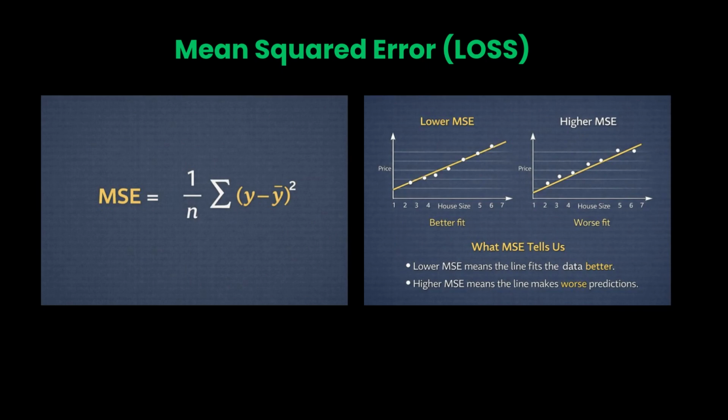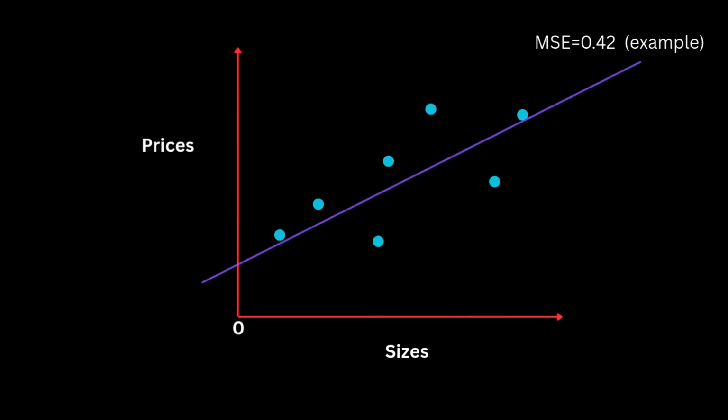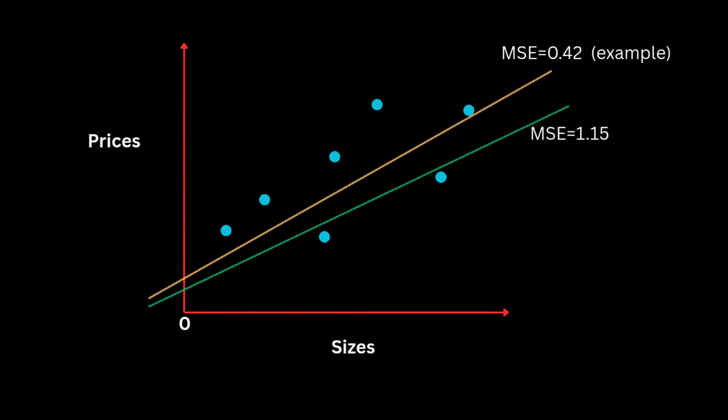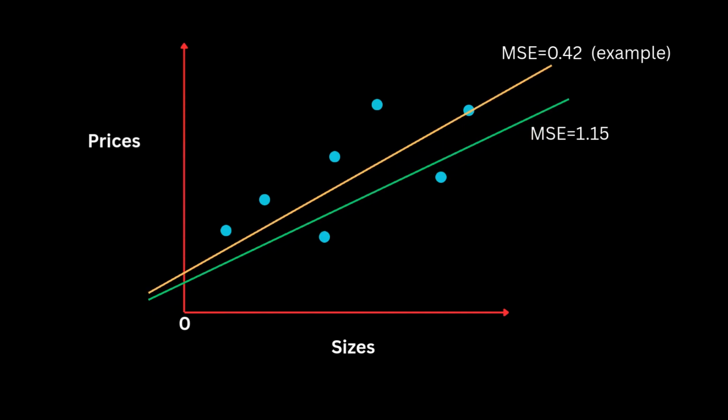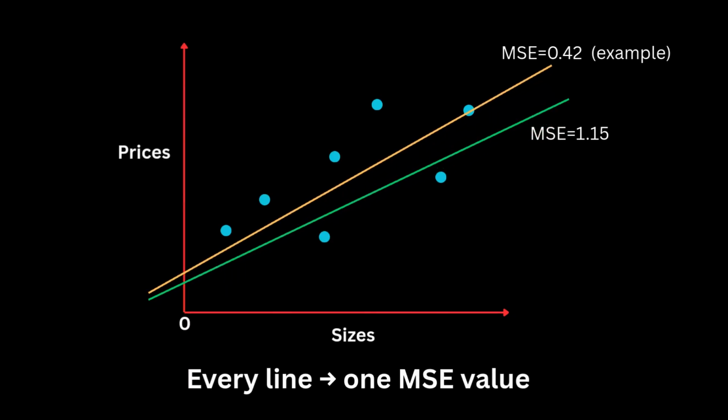So now we have a way to measure how bad a line is. The final question is, how do we change the line to make this number smaller? In the previous scene, we calculated something called mean squared error. This number tells us how bad a line is. Smaller number means better predictions. Now here's the big idea. Every straight line we can draw has its own MSE.